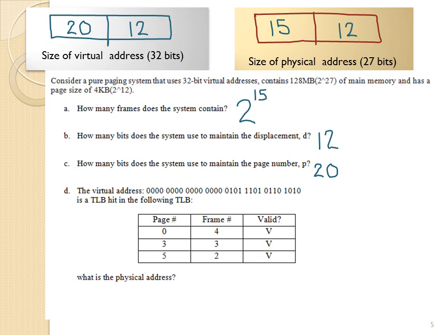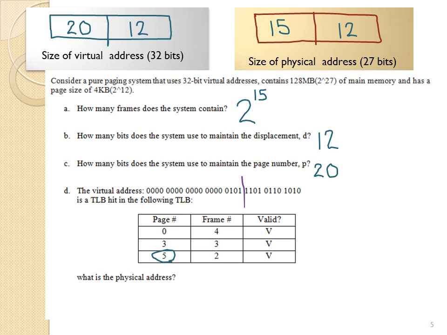Here we have a virtual address and we want to check if it's in the TLB. First you have to break your virtual address into page number and offset within the page. If I draw a line right here, I can see that this is going to be page 5, and this is the offset. The page happens to be in frame 2, and yes, it is valid.